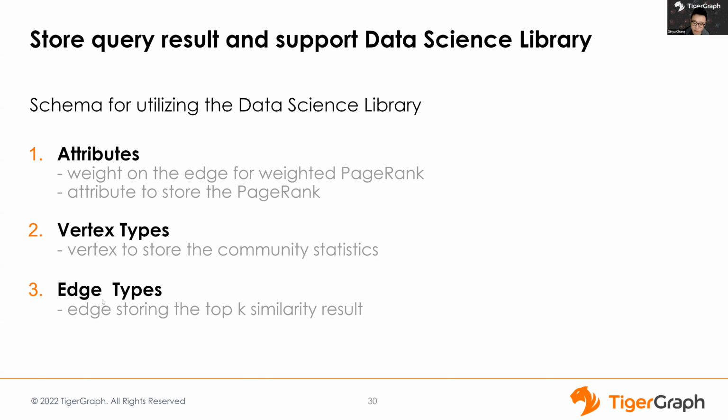Okay, and we may also need additional edge types. For example, after calculating the result of similarity, we want to connect the vertices that have a very high similarity score. Then we can also build some actual edge types based on the similarity algorithm result, right? So that means depending on what kind of algorithm you want to run, you may also want to adjust your schema accordingly, either to support the execution of your algorithm or to store the result of your algorithm.